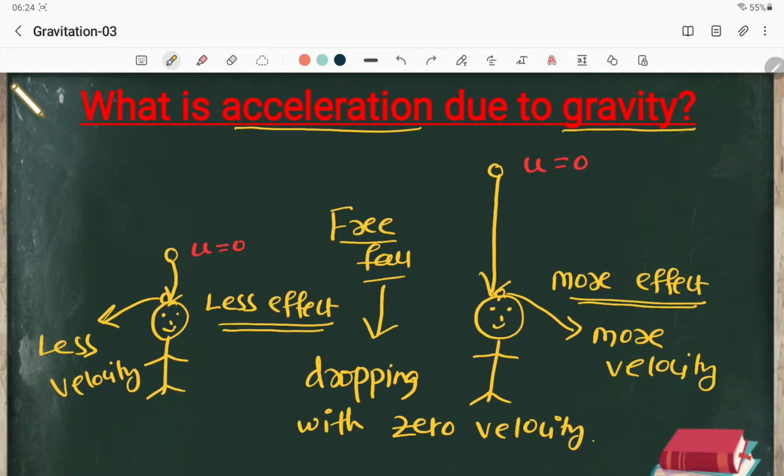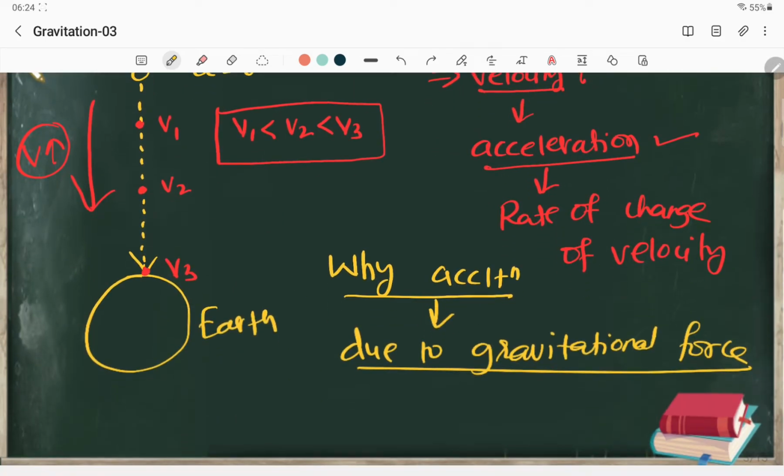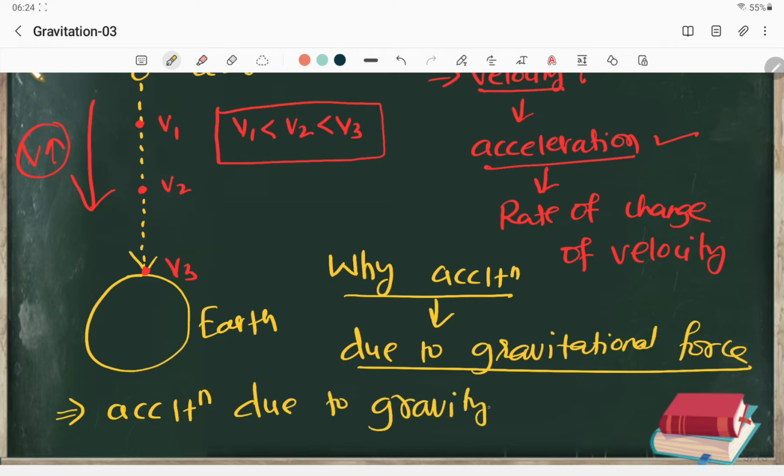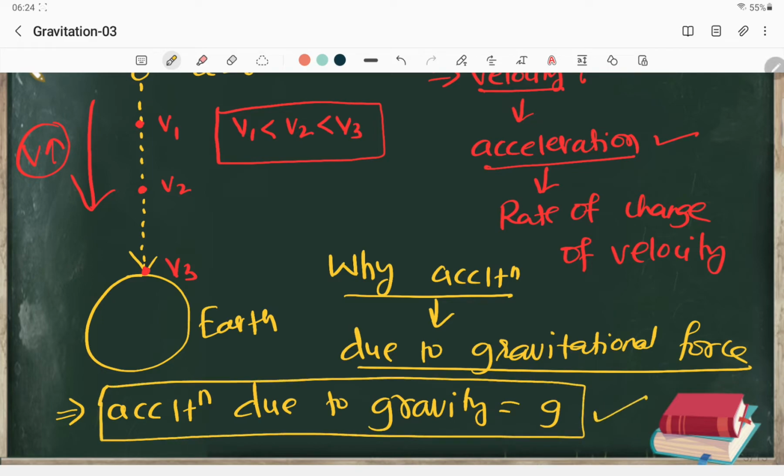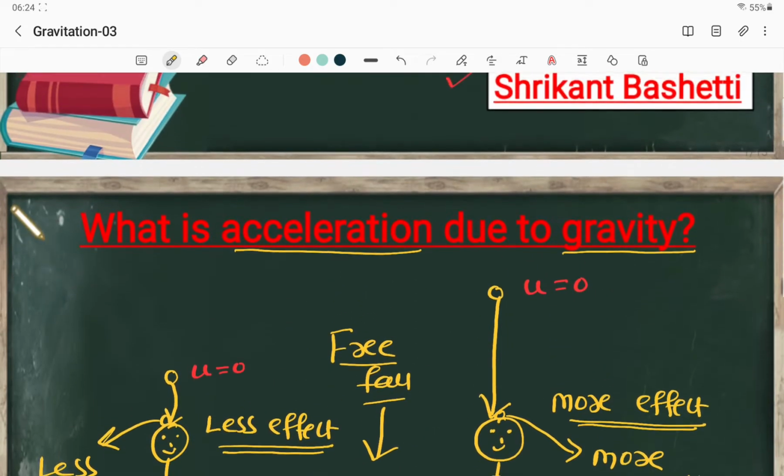Alright, so whenever a body is falling, its velocity is increasing. If its velocity is increasing, it is getting some acceleration. That's what is known as acceleration due to gravitational force, or we just call it acceleration due to gravity. The symbol for acceleration due to gravity is a small g. Capital G is the universal gravitational constant, that is a different issue. In the universal law of gravitation we have seen that, but for acceleration due to gravity, the value is g. Alright, small g. This is very important. I hope you got to know what acceleration due to gravity is.